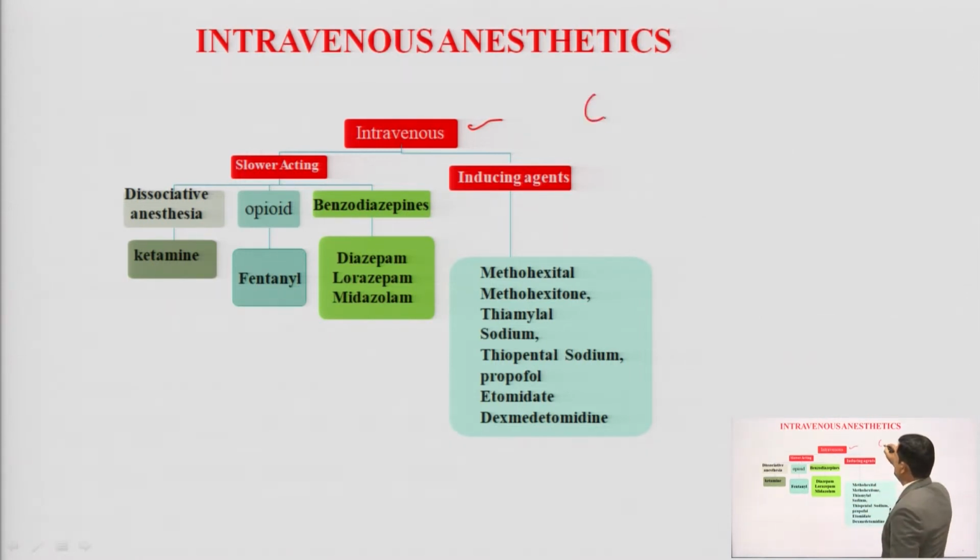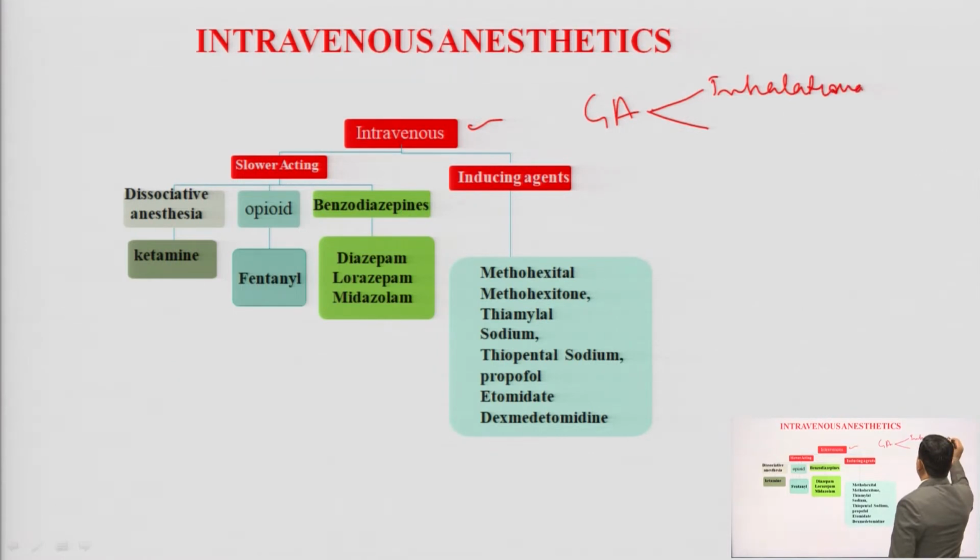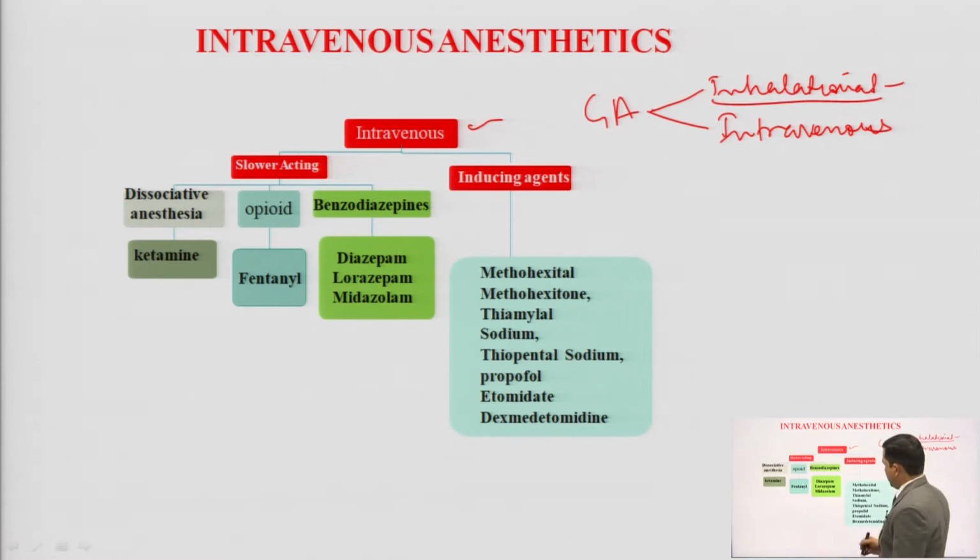As I have already discussed, general anesthetics are of two types: inhalational and intravenous. The inhalational type I have already discussed, and in this lecture I will discuss the intravenous anesthetics used as general anesthetics. Further, these are divided into two parts: the slower acting intravenous anesthetics and the inducing agents.